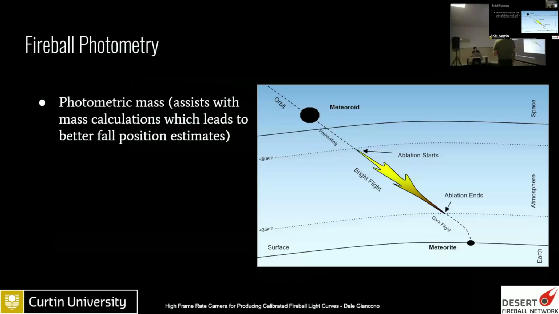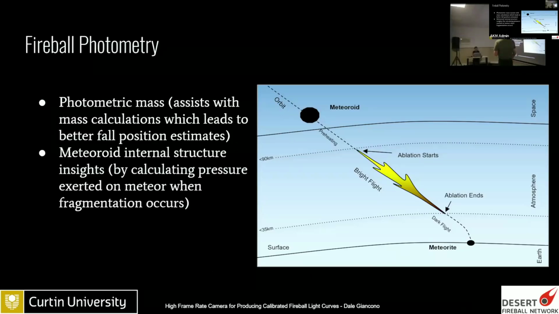The final mass is really important if we want to get accurate fall position estimates when we do dark flight modeling and whatnot. It also can help us get insights into the internal structure of the initial meteoroid by calculating the pressure exerted on the meteor when fragmentation occurs. So identifying fragmentation through bright flaring events during bright flight is really important.